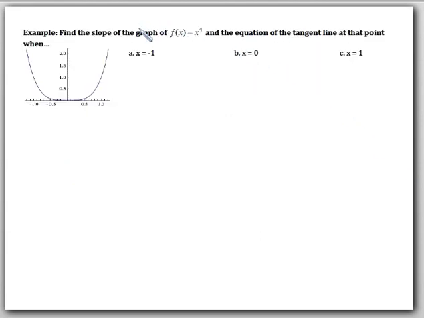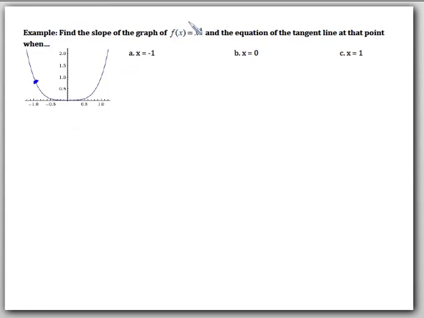Now, we're going to use the power rule here to answer this question. It says find the slope of the graph of f of x equals x to the 4th and the equation of the tangent line at that point when x equals negative 1. So we're trying to find right here what is the slope of the graph at this point.